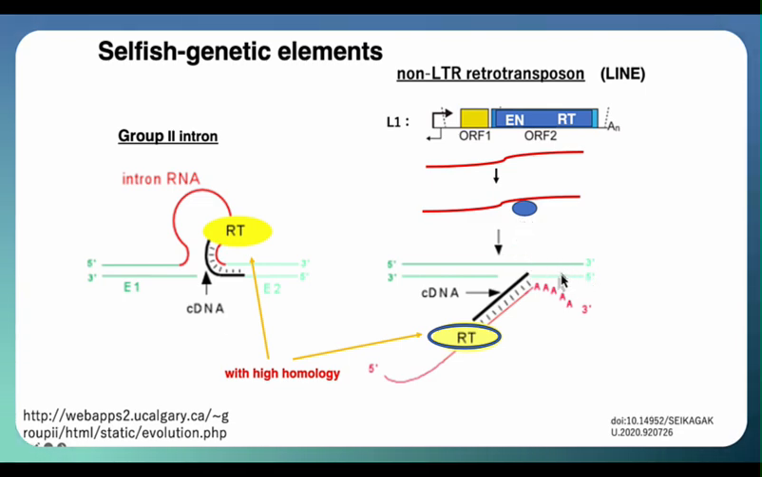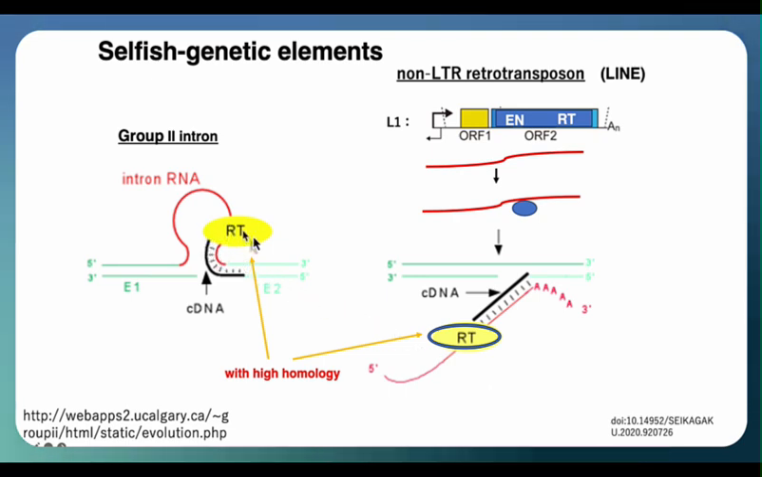The endonuclease first cleaves one strand of the double-stranded DNA, and reverse transcription of the LINE begins from this cleavage point. Eventually, the LINE messenger RNA is converted into double-stranded DNA and integrated into the genomic DNA. Through this process, LINE molecules can increase their own copies at random locations within the genome.